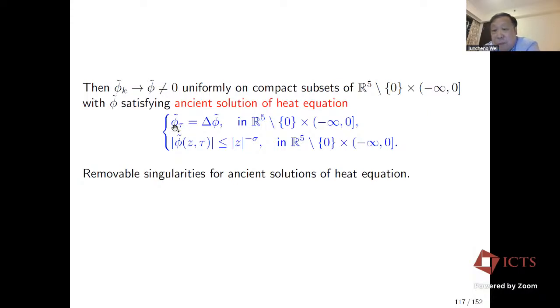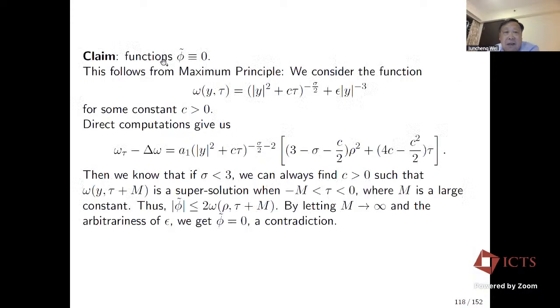This is the removable singularity for the elliptic equation. So now we need a removable singularity for the ancient solution for the heat equation, okay? And this is, again, from the maximum principle. So prove that phi tilde is 0.